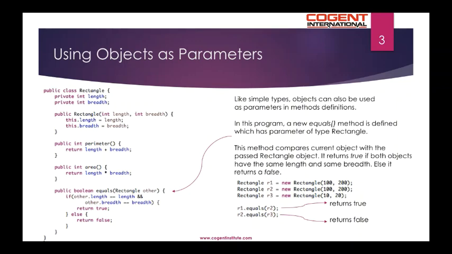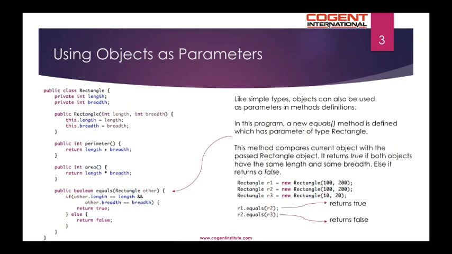In this program, a new equals method is defined which has a parameter of type Rectangle. This method compares the current object with the passed Rectangle object. It returns true if both objects have the same length and same breadth, else it returns false. So we have three instances of Rectangle created using the parameterized constructor: R1, R2 and R3. R1 has a length of 100 and breadth of 200. R2 has a length of 100 and breadth of 200. R3 has a length of 10 and breadth of 20.